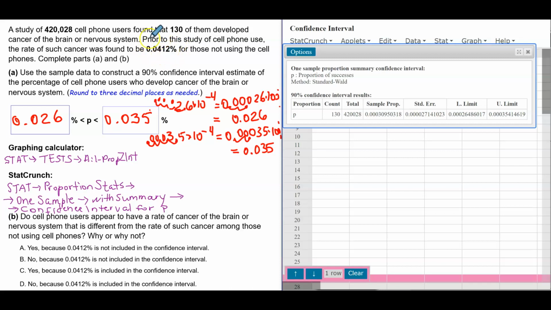Now, is 0.0412% included in the interval? No, it's way past the interval. 0.0412 is greater than the right limit of the interval. Since 0.0412% is not included in the interval, we can conclude that yes, it appears that cell phone users have a rate of cancer of the brain or nervous system that is different from the rate of such cancer among those not using cell phones, because it is not included in the confidence interval.